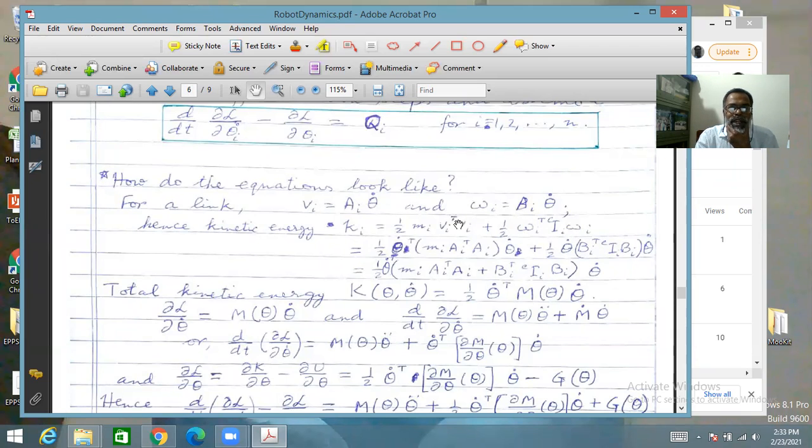When you put this vi and this omega i here, then here you get half theta dot transpose, from here, mi Ki transpose Ki theta dot.